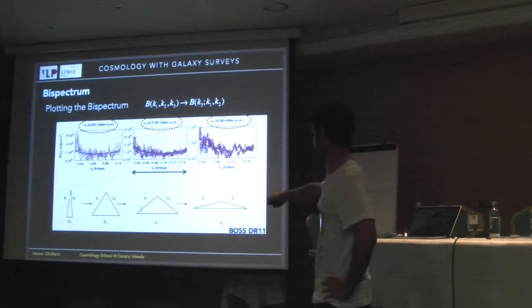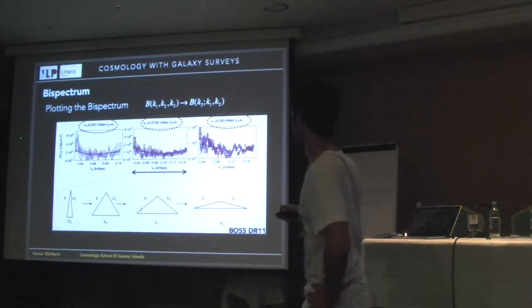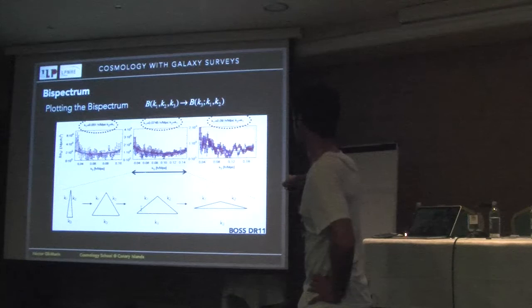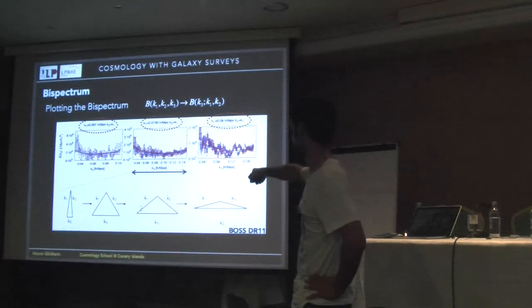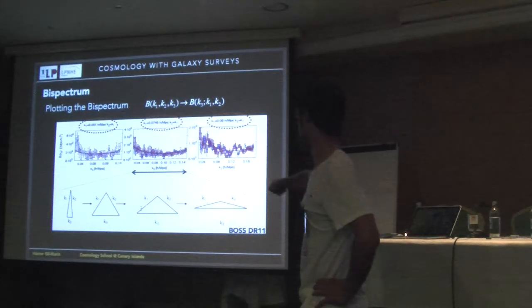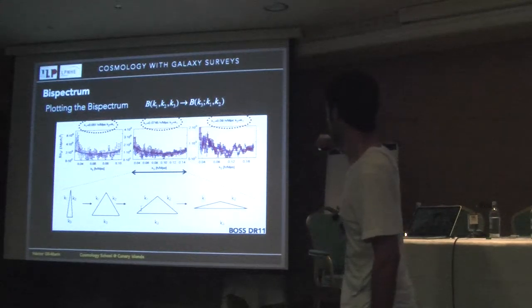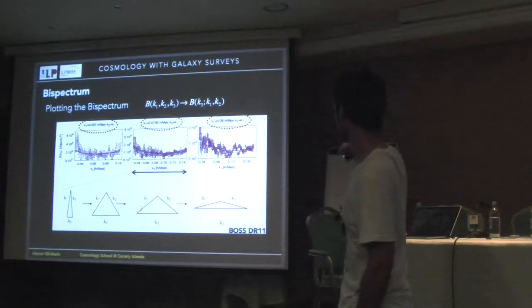So what is represented here is the BOSS DR11 bispectrum, with different colors for the north and the south galactic caps, as a function of k3. If k1 is equal to k2, as I was saying, and k3 is very small, these signals represent triangles of this shape, and as we move towards larger k3, we elongate k3 until we reach these triangles around here. So the shape of the bispectrum changes because the triangles represented at each point are changing.